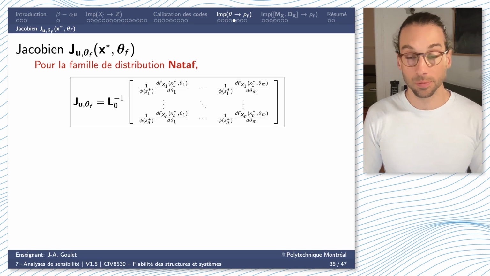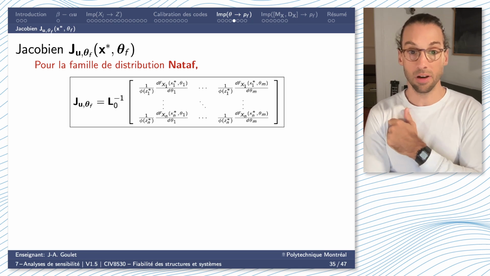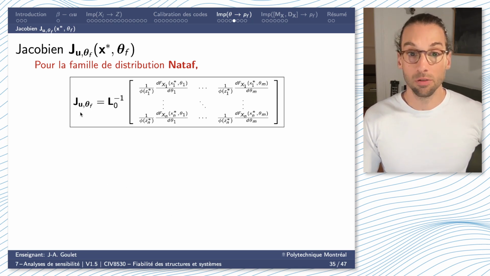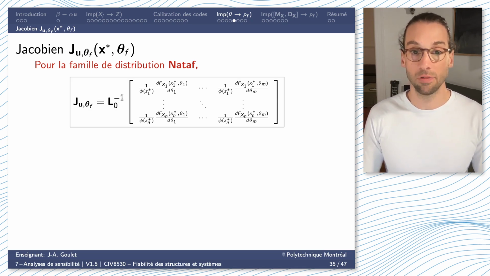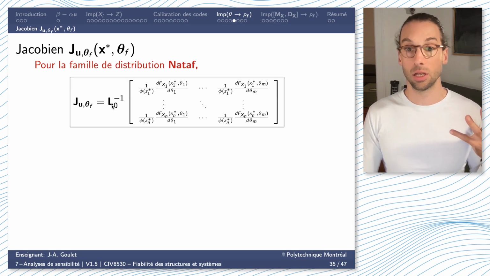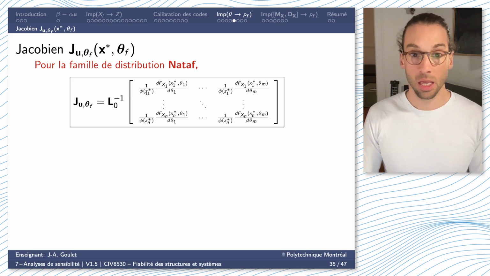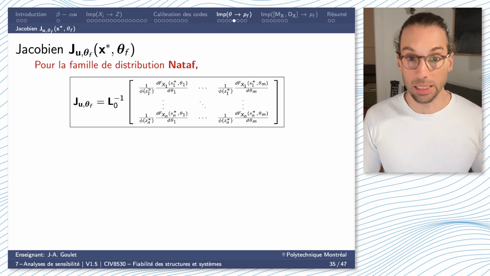And the nice thing is that for a Nataf joint probability density function, that Jacobian of the u space with respect to the parameter theta, so the derivative of the transformation, is going to be equal simply to the product of the inverse of the Cholesky decomposition of my correlation matrix in the correlated standard normal space times these ratios. So I'm going to have 1 divided by the standard normal PDF of my z star.